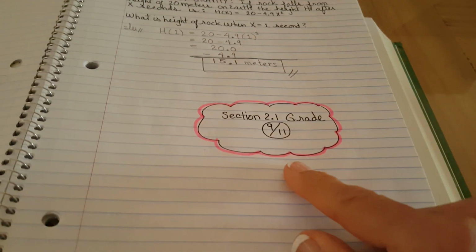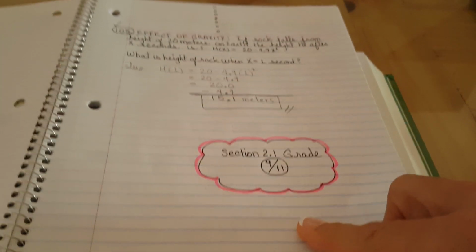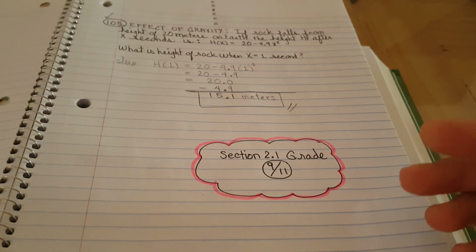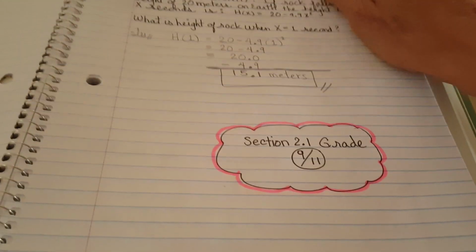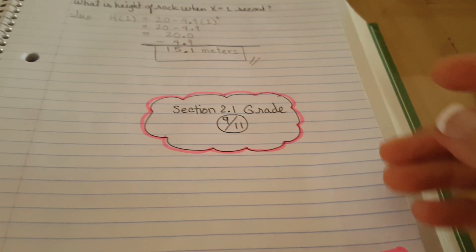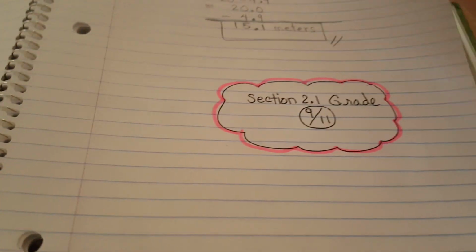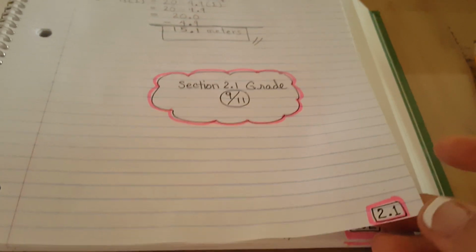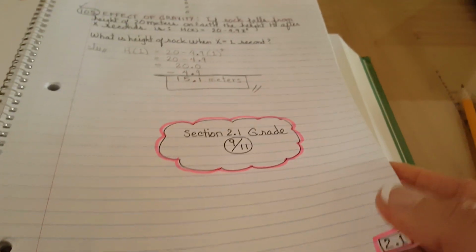So in this particular section, I gave myself 9 points out of 11. 11 were possible. For some reason, I was unable to complete 2 of them, and I was being honest about it as I want you to be. That's the homework section 2.1 grade. So now we're ready to move on.